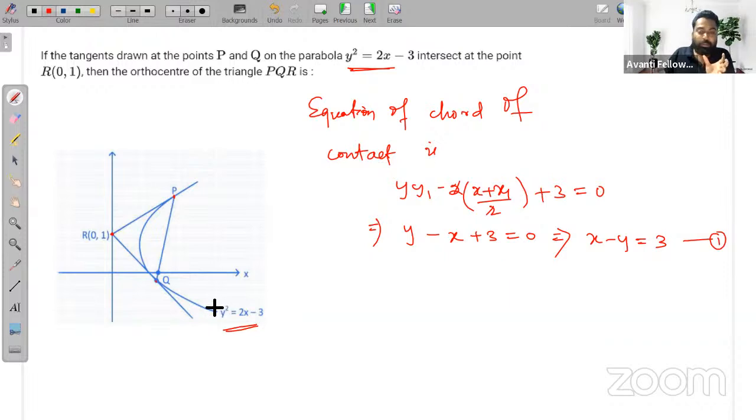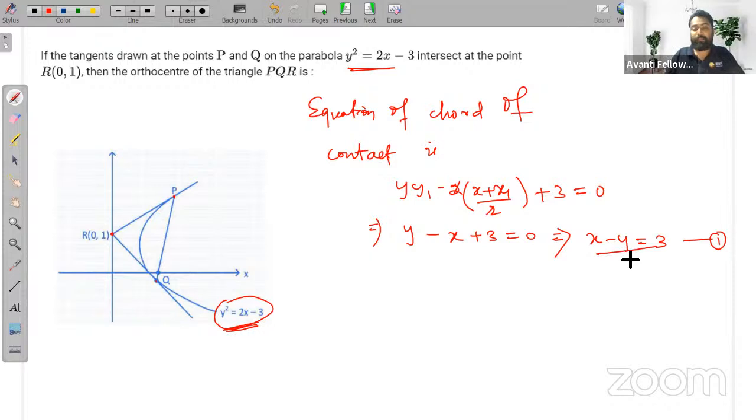And we know the equation of the parabola also. The chord of contact and the parabola have two points of intersection, one is P, one is Q. So if we solve both the equation of chord of contact and the parabola, we'll get the coordinates of P and Q. So try to find the coordinates of P and Q. How can we find them? Solve this equation with these equations.